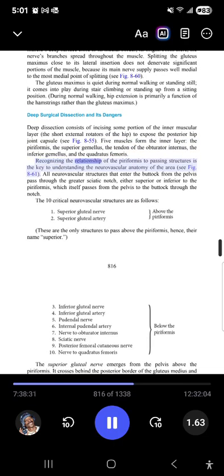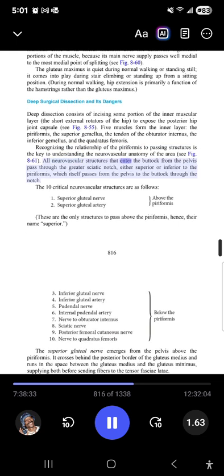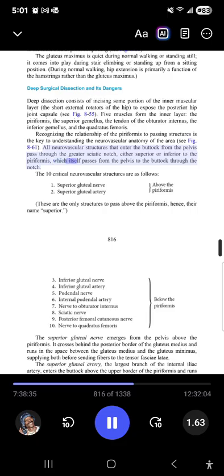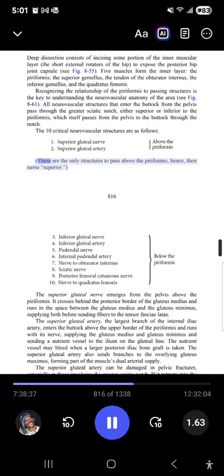Recognizing the relationship of the piriformis to passing structures is the key to understanding the neurovascular anatomy of the area. See Figure 8-61. All neurovascular structures that enter the buttock from the pelvis pass through the greater sciatic notch, either superior or inferior to the piriformis, which itself passes from the pelvis to the buttock through the notch. The 10 critical neurovascular structures are as follows. These are the only structures to pass above the piriformis, hence, they're named superior.